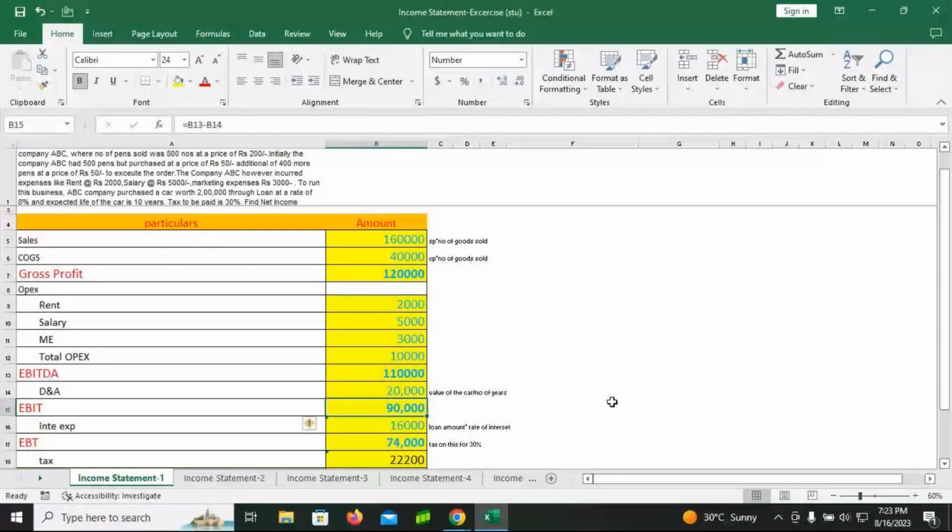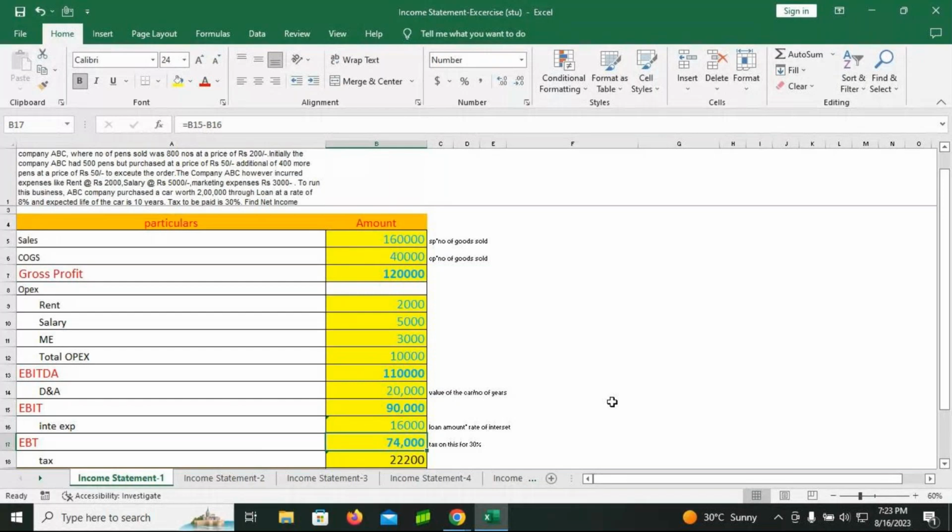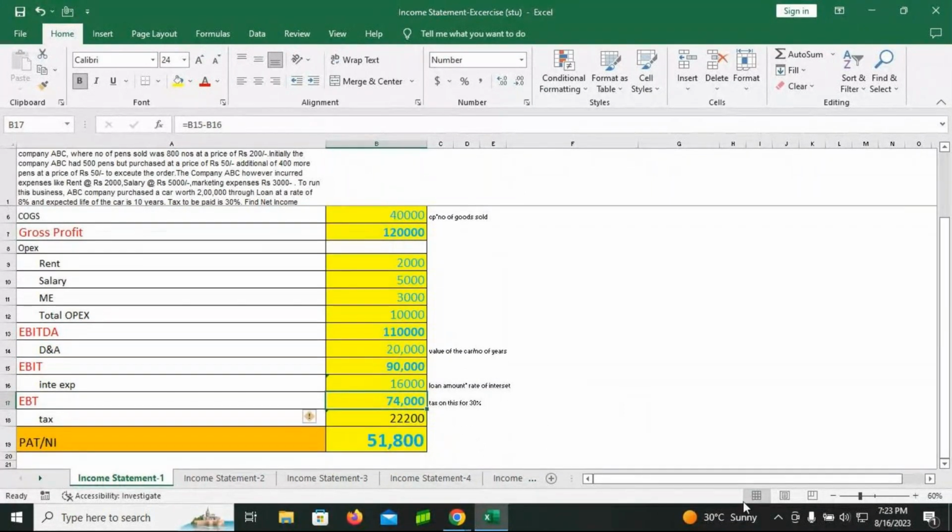Now interest expenses. I have taken a loan of 2 lakh rupees to buy the car and the interest rate is 8%, so 2 lakh multiplied by 8%. I get 16,000 rupees interest, which I am paying on the car loan. So EBT, earning before tax, will be EBIT minus interest. That is 74,000, the earning before tax.